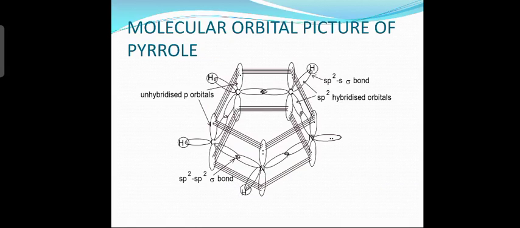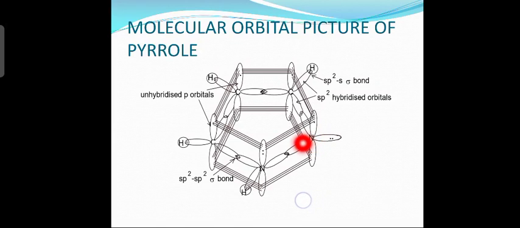Now next we shall see the molecular orbital structure of pyrrole. Pyrrole contains 4 carbon atoms. You can see here 1, 2, 3 carbon atoms. The fourth corner is occupied by the nitrogen atom. Here it should be carbon. So it has 4 carbon atoms and 1 nitrogen atom.